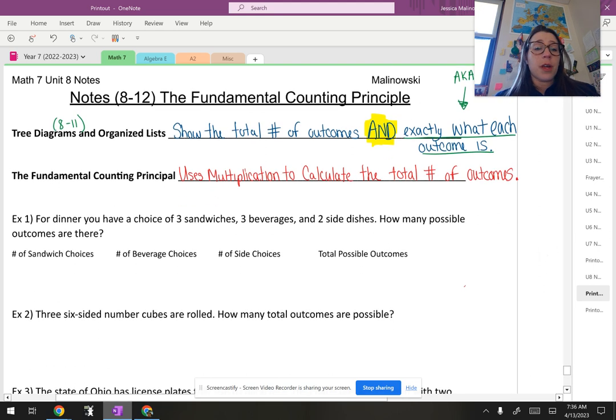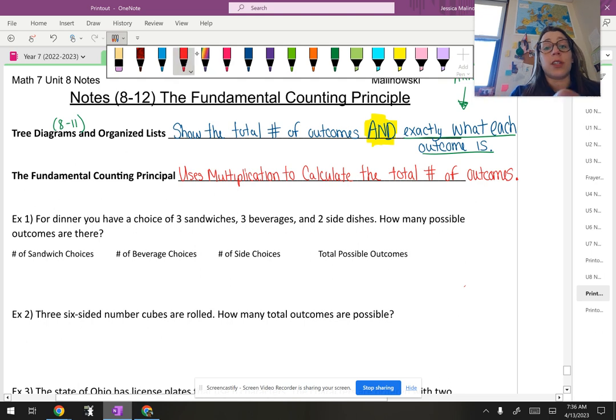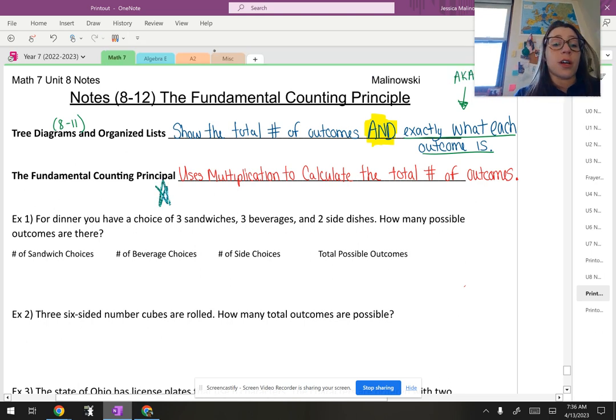Okay. So then up next, today's lesson talks about the fundamental counting principle. And this is super, super cool because the fundamental counting principle uses a multiplication to calculate the total number of outcomes. And that's all it does. So star highlight.